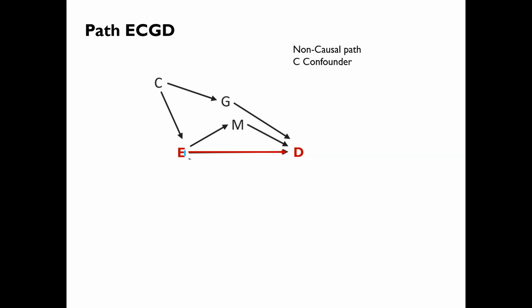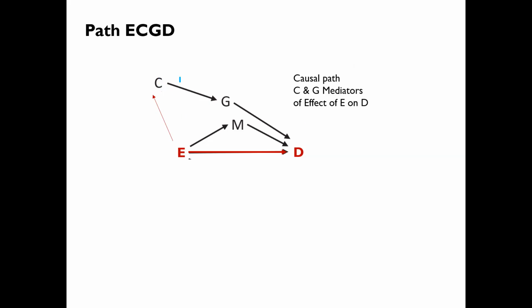Okay, so let's play a little bit. If the arrow was E pointing towards C, so the path ECGD would be what? In a DAG, it would be a causal or non-causal path? Causal. Okay, perfect. It will be a causal path, and C and G would be the mediators of the effect of E on D. And in that case, I should not adjust for it if I want to have the total effect, of course. If I want to have the direct effect, I would need to adjust.